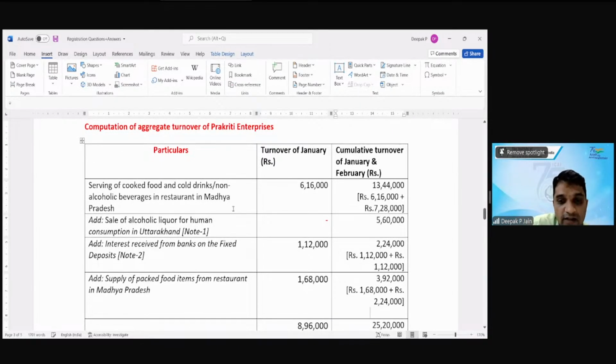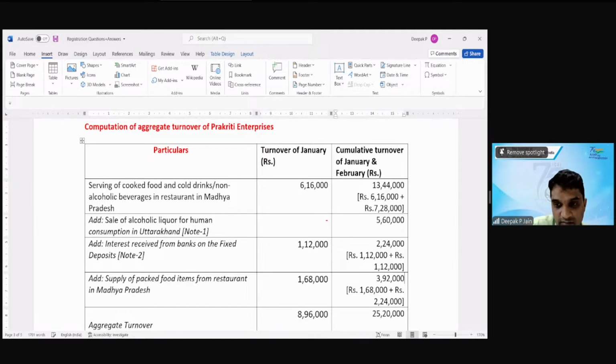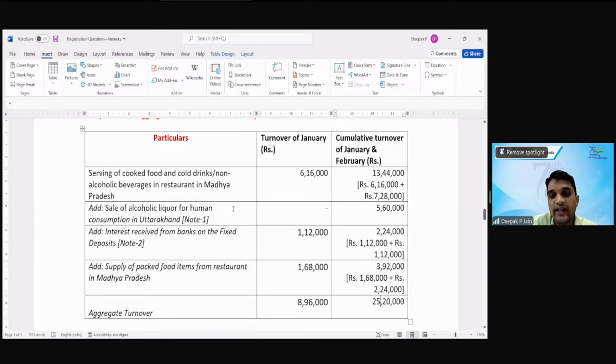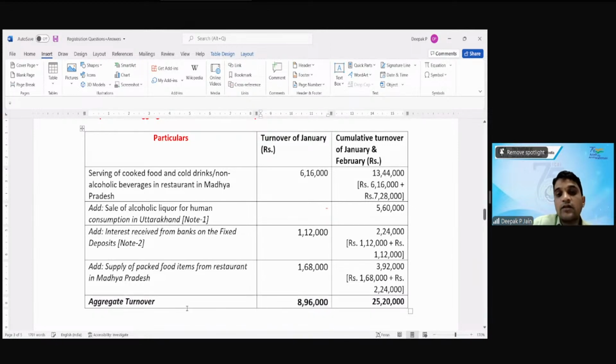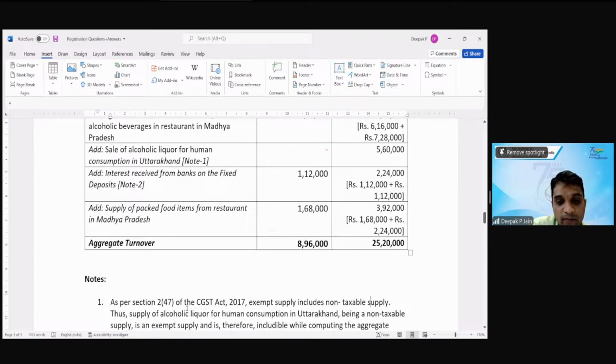And supply of packaged food from restaurant in Madhya Pradesh, right? That is like sale of goods, not restaurant services. It is sale of goods. So 1,68,000 first month and 3,92,000 cumulatively. We have to see cumulatively. So what is the aggregate turnover? Total turnover, which is the total of all these sales, right? For January, it is 8,96,000 and Jan and Feb, by the end of February, it is 25,20,000 rupees. So as per section 2 subsection 47, you don't have to write the section, but for your reference I've given it here.